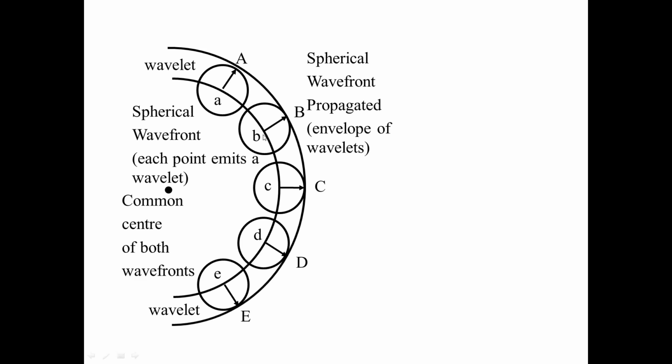Similarly, let us consider other points B, C, D and T. All these points give out spherical waves. The common tangent of all these spherical waves gives the new wavefront. These spherical waves are called secondary wavelets.